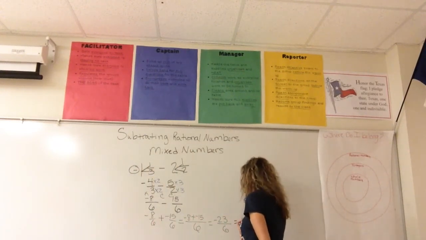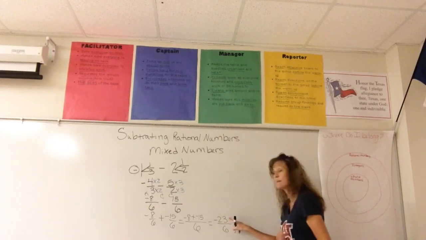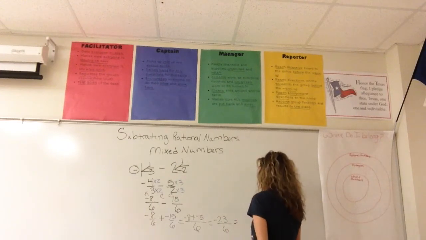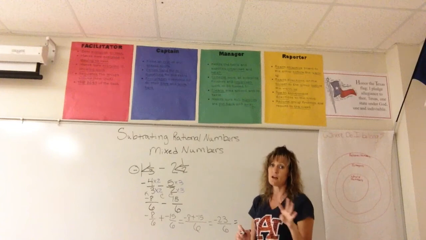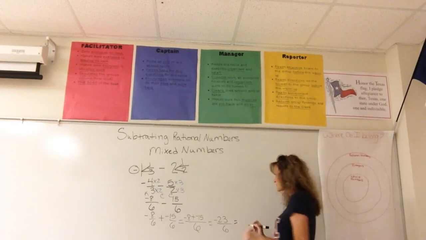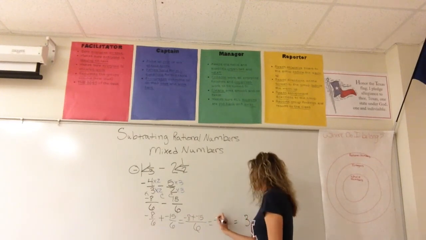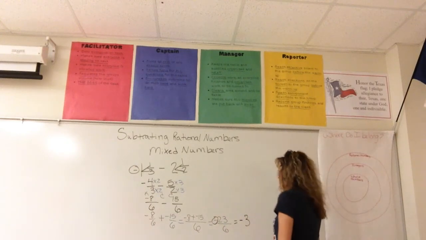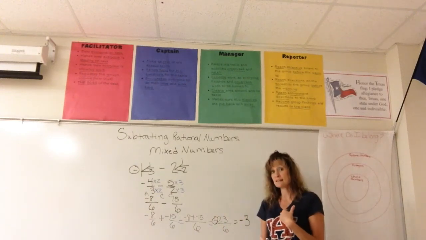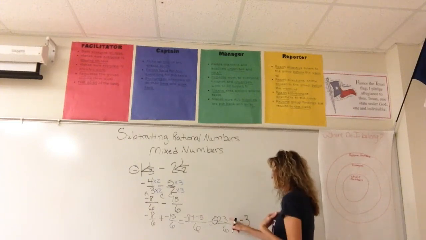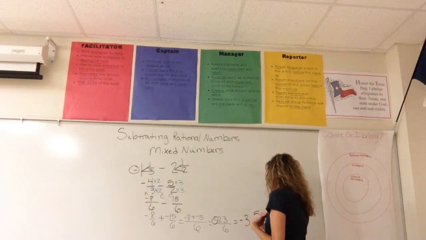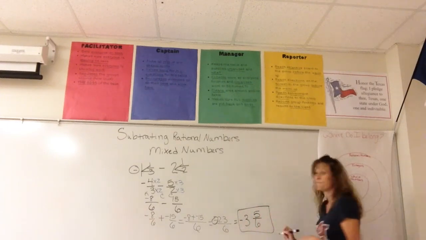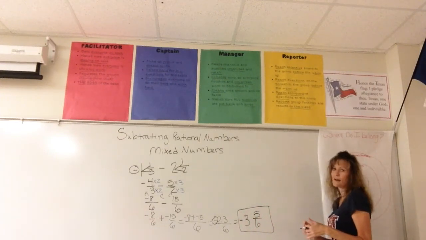And I ask myself, how many groups of 6 are there in 23, or how many times does 6 go into 23? It doesn't go in there 4 times, because 6 times 4 is 24. So it goes in there 3 times. And I'm going to take that negative, put it on the whole number. And I know 6 times 3 is 18. So there's 5 left over out of 6. So negative 3 and 5/6 is my final answer.